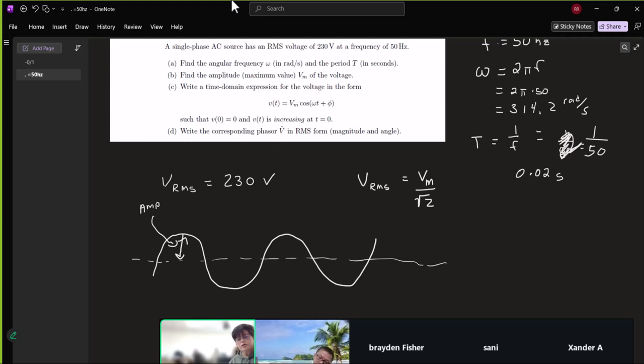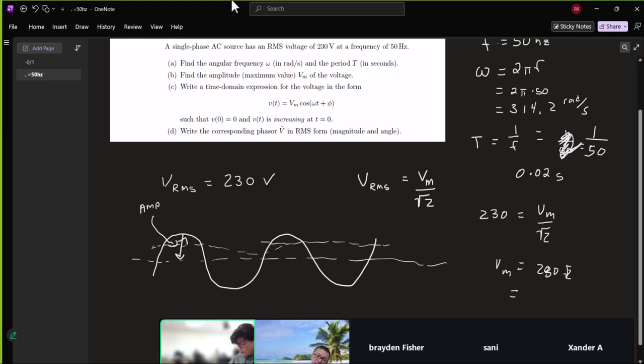And the root mean square is the maximum divided by the square root of 2, a little more than half. Yeah, it's somewhere around there. And so if VRMS is 230, then 230 equals the maximum divided by the square root of 2. Our Vmax equals 230 times the square root of 2, or 325.3 volts.